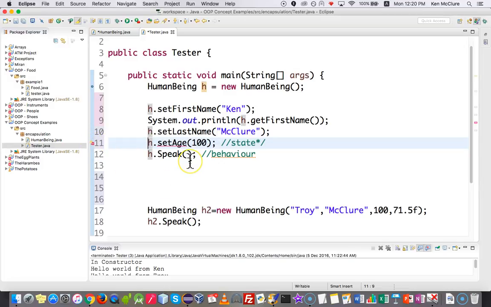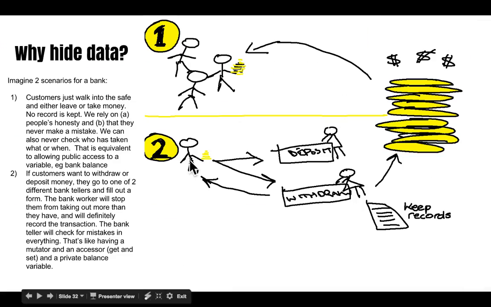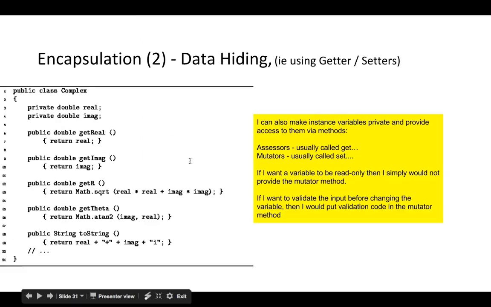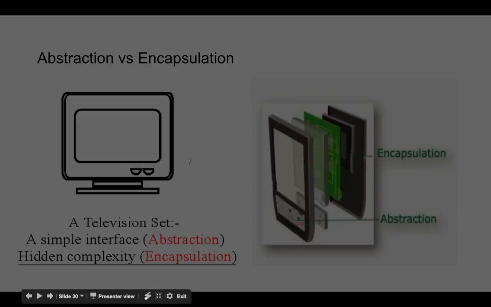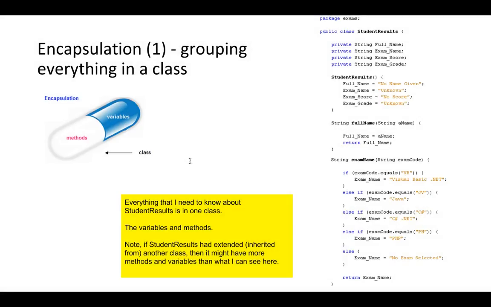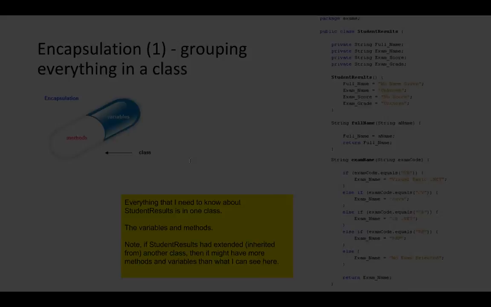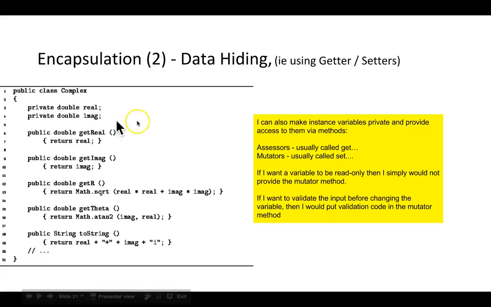And those are the two things about encapsulation. First of all, encapsulation is about grouping everything together in a class, the methods and the variables, the state, the behavior. And the second thing is that we can hide data by making it private, and then we can create gets and sets called accessors and mutators.